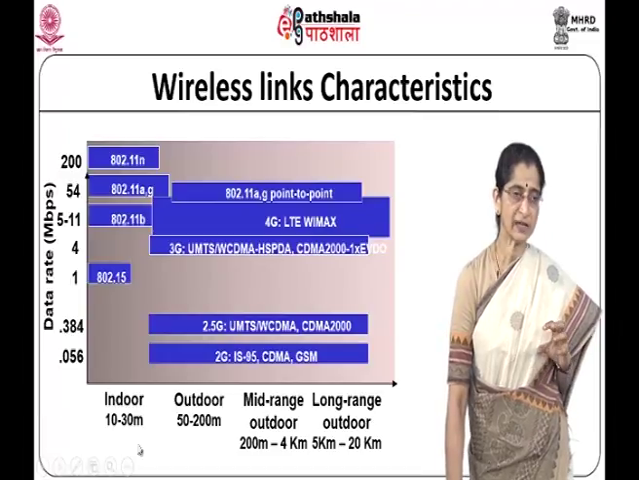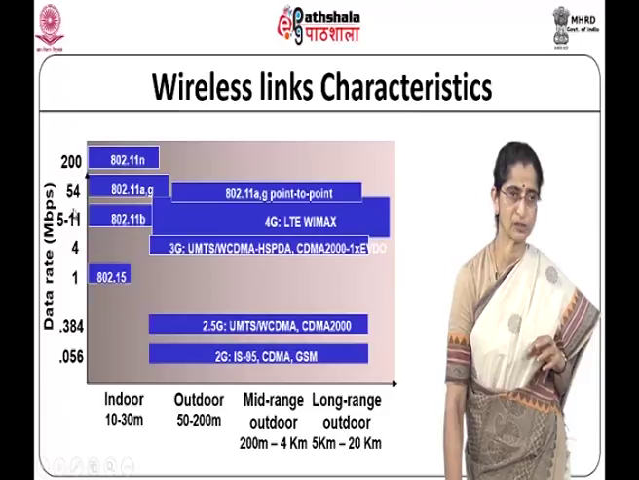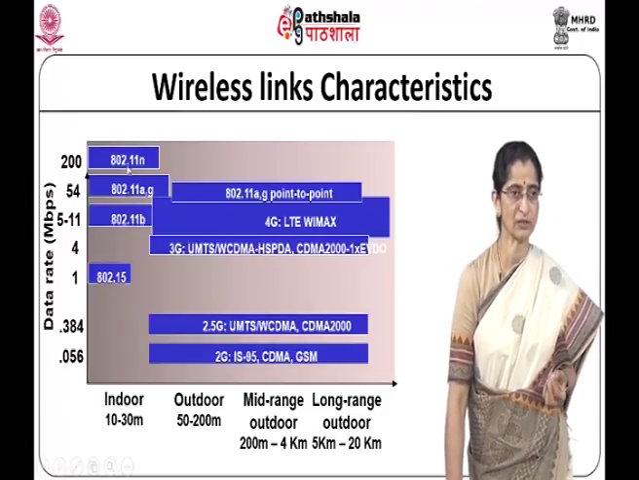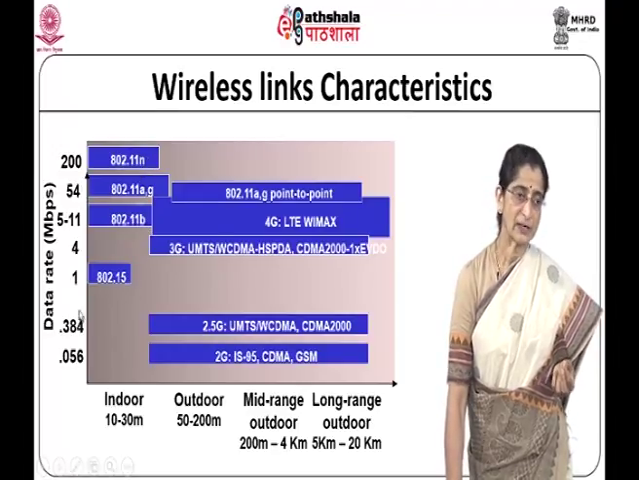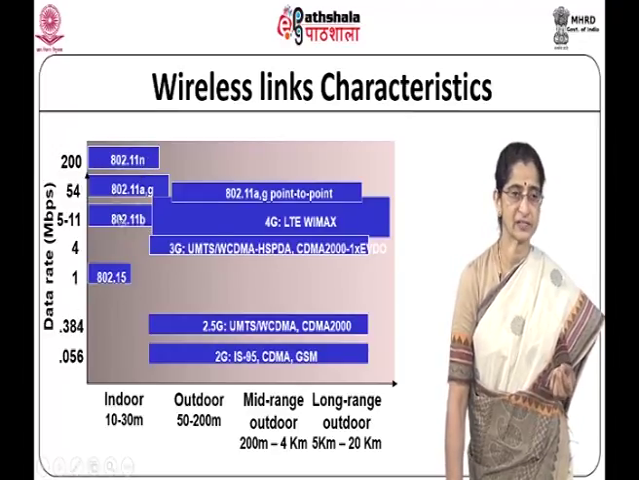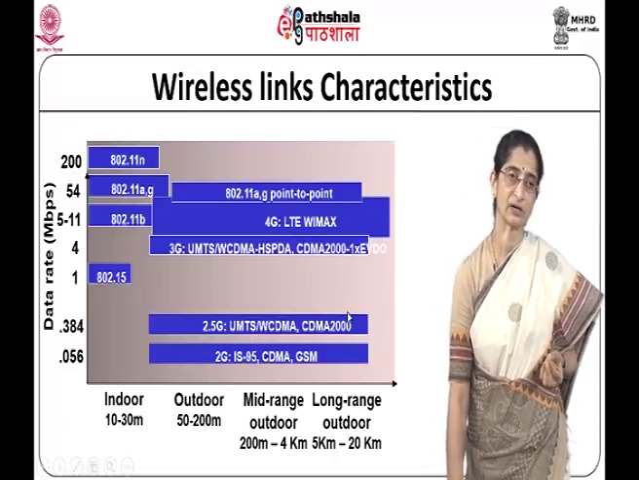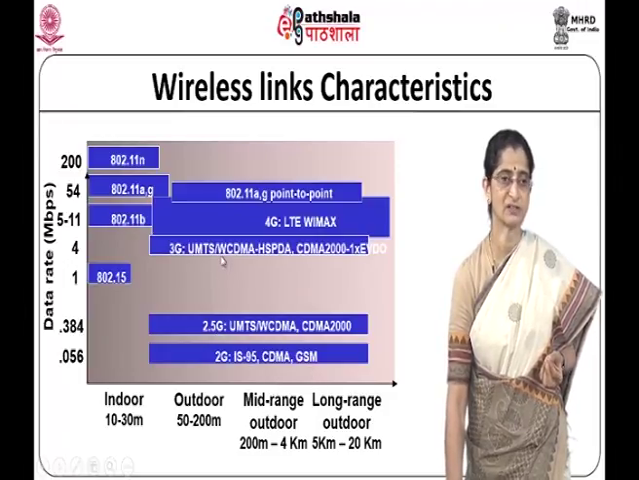You can see that indoors, at 10 to 30 meters, we typically have different protocols that are used for that range. You have 802.15, which is the Zigbee protocol, then you have 802.11n, a, g, b and so on, and you can see that they support different data rates. Similarly, for cellular technologies, we have CDMA, GSM, 2G, 2.5G, 3G, 4G and so on.